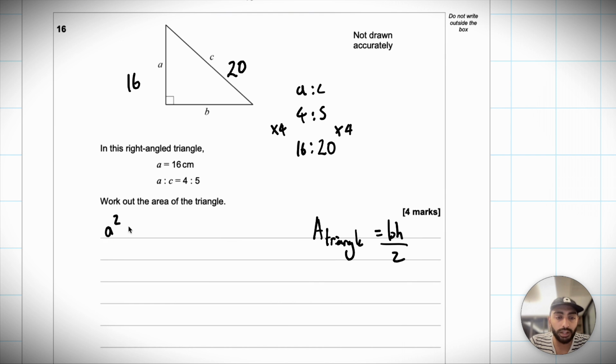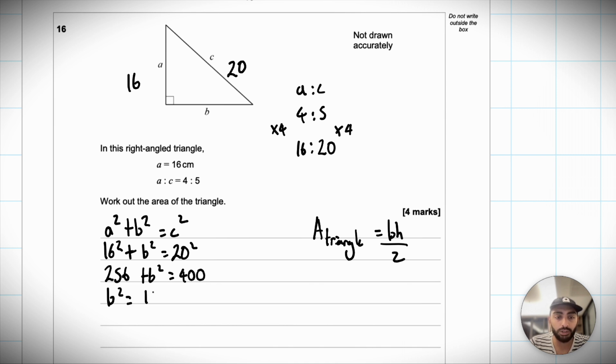Formula for Pythagoras is a squared plus b squared is equal to c squared. We know a is 16, 16 squared plus b squared, that's what we're trying to find out, is equal to c squared. C squared is 20 squared. 16 squared is 256 plus b squared is equal to 20 times 20 is 400. Let's take away this 256 from both sides. B squared is equal to 144. So the square root of b and the square root of 144 is 12.